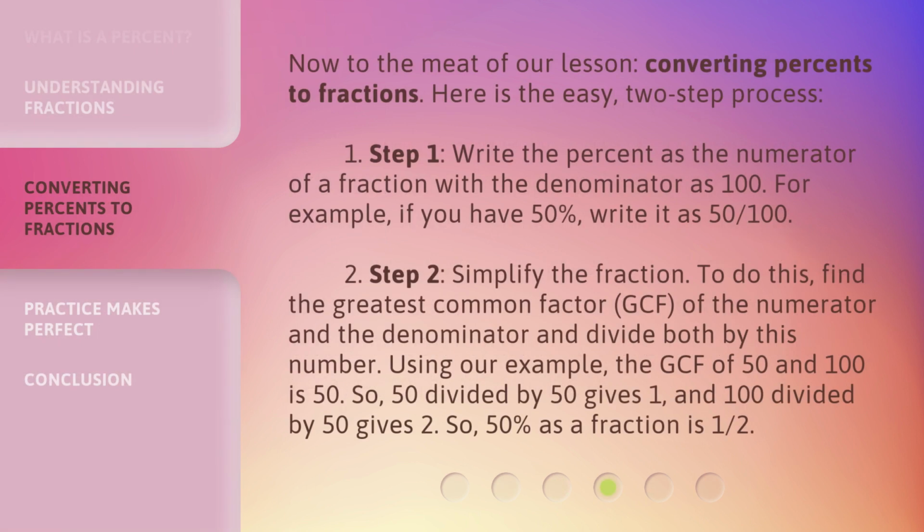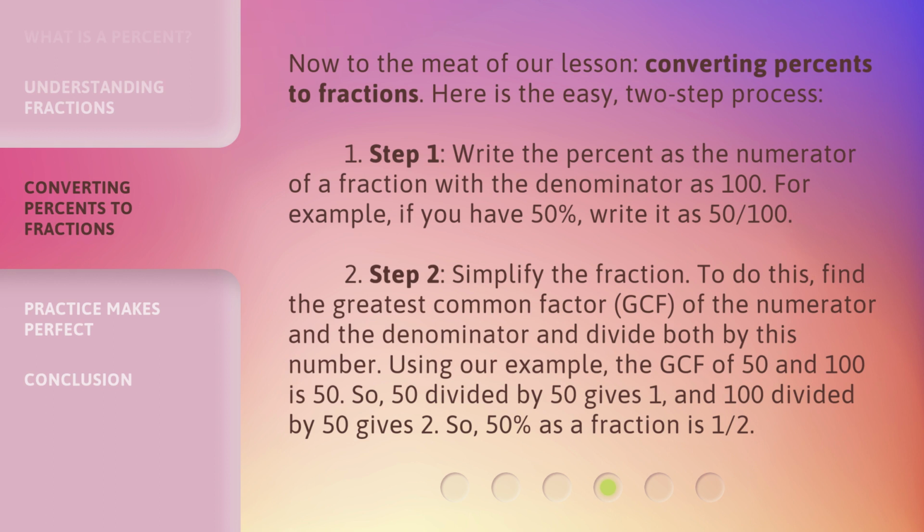Now to the meat of our lesson, converting percents to fractions. Here is the easy, two-step process. Step 1. Write the percent as the numerator of a fraction with the denominator as 100. For example, if you have 50%, write it as 50/100ths. Step 2. Simplify the fraction.